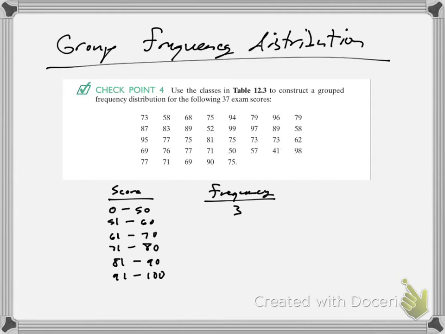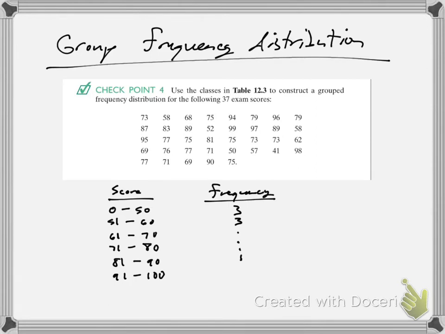And then how many do I have in 51 to 60? Looks like I've got 1, 2, 3, 3 as well. Get the idea? And then you could fill in the rest of the table. This is not rocket science, okay? So that's called a group frequency distribution table.